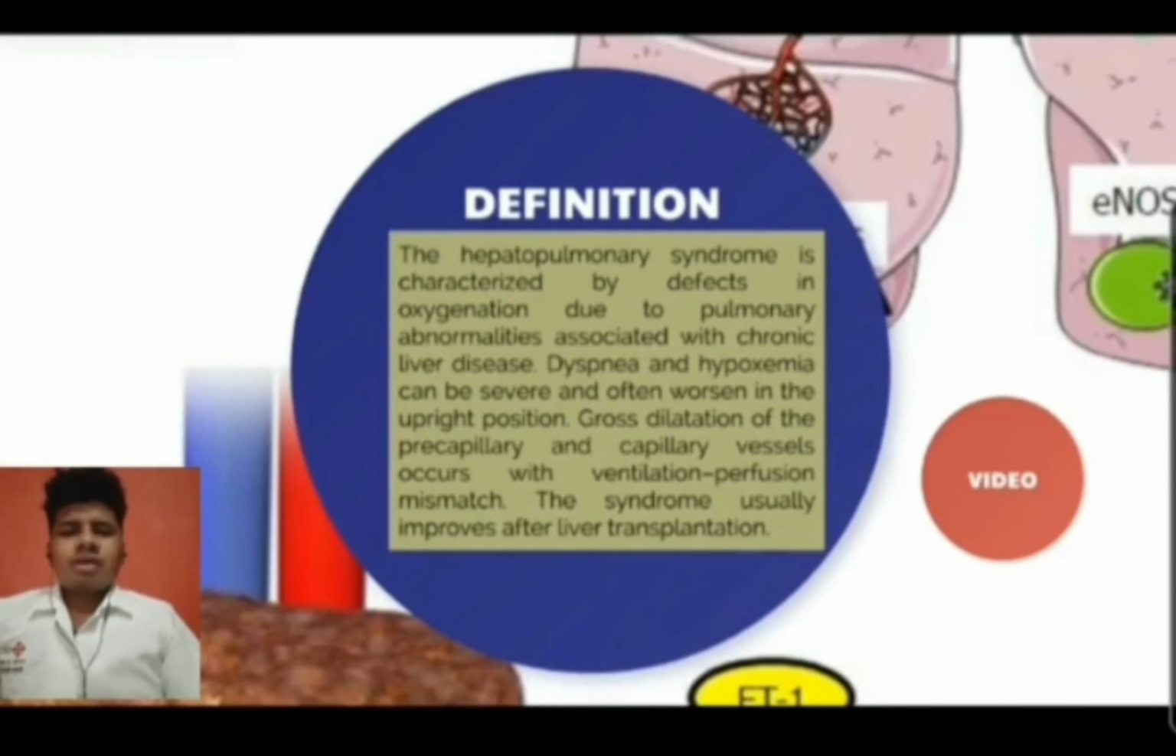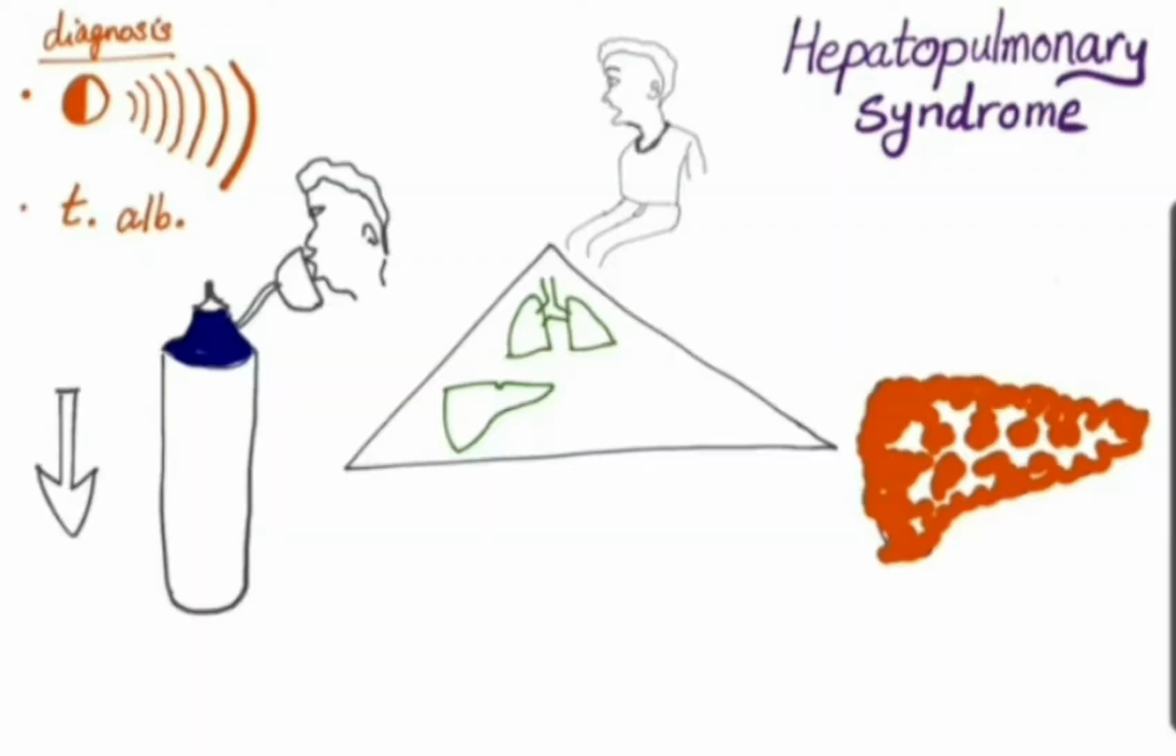Definition. Hepatopulmonary syndrome is characterized by a defect in oxygenation due to pulmonary abnormalities associated with dyspnea and hypoxemia. It is a pulmonary disease caused by liver disease, so liver disease leading to pulmonary disease.